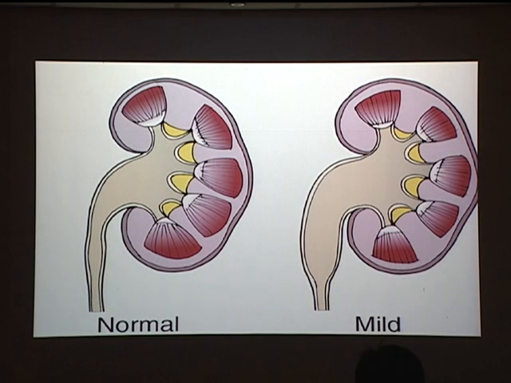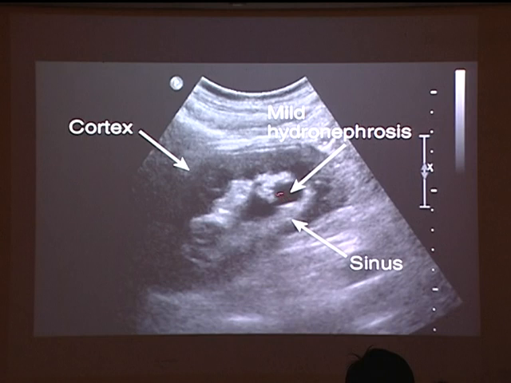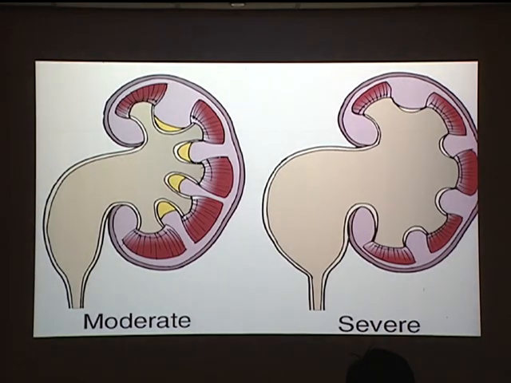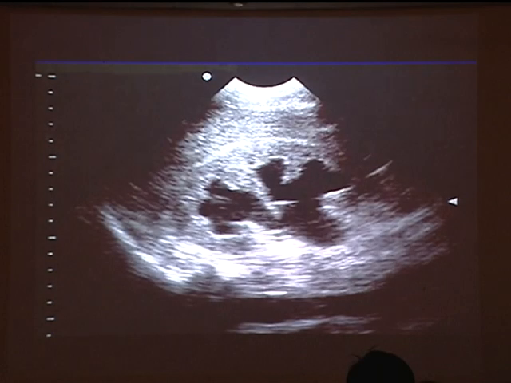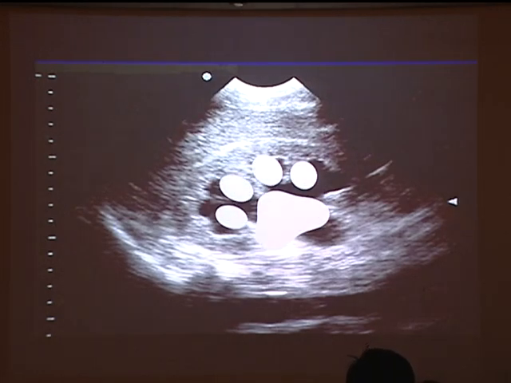There is a severity classification for hydronephrosis. First is normal, then mild, moderate, and severe. Mild is just a little hypoechoic region in the sinus, but the intact cortex and pyramid structure. Moderate means dilation of the calyces and blunting of the pyramids. So you may see some blunting here, and it is called the classic bear claw appearance, because the pyramid is also blunted. Bear claw.